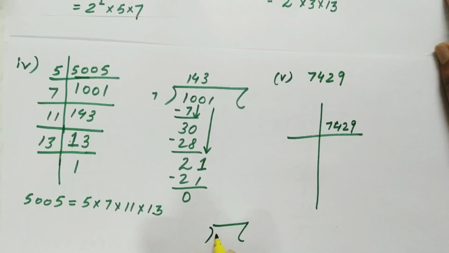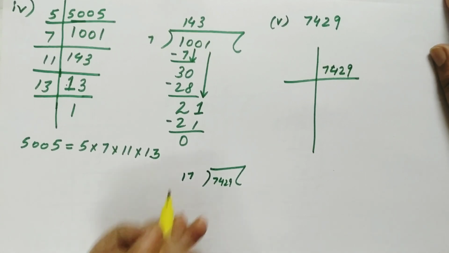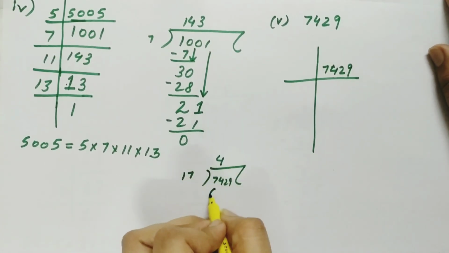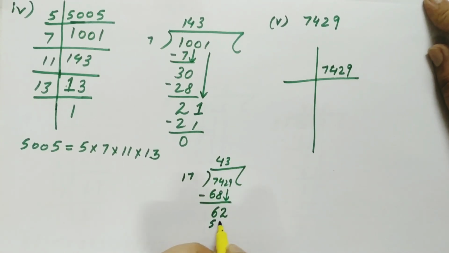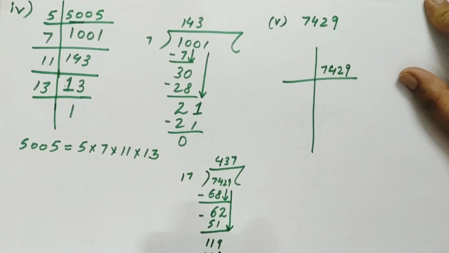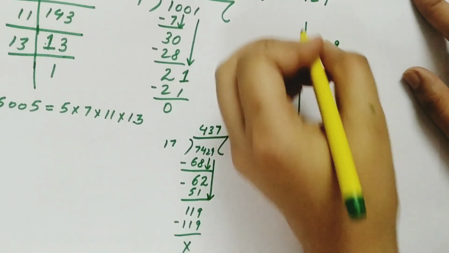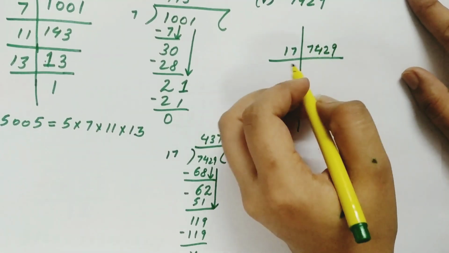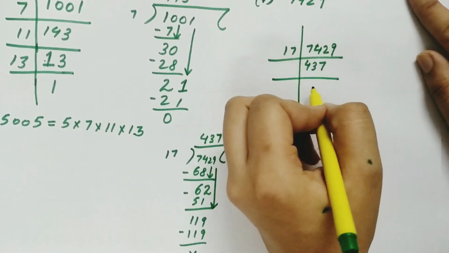So 7429 divided by 17: 17 fours are 68, remainder is 6. 17 threes are 51. And 17 sevens are 119. Hence 17 into 437 is equal to 7429.